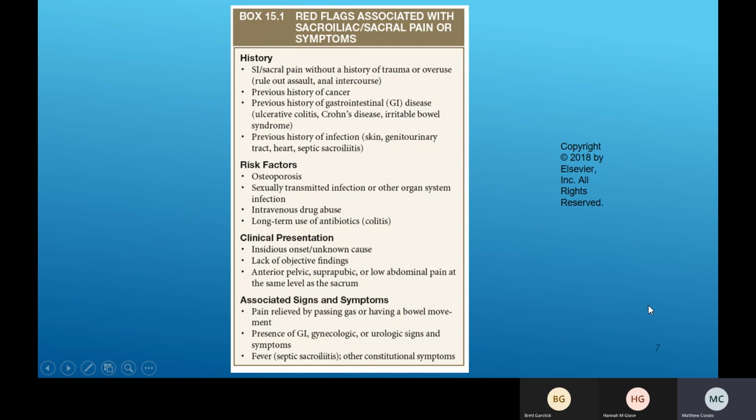And then associated signs and symptoms. What else is going on? What else is eliciting pain? A lot of times, your patients are going to know what's going on, but it's going to be your job to connect the dots.